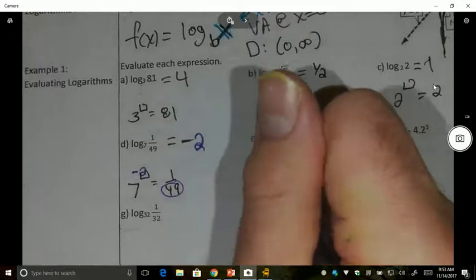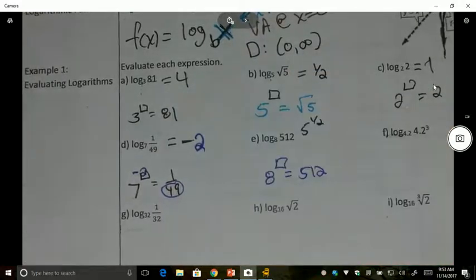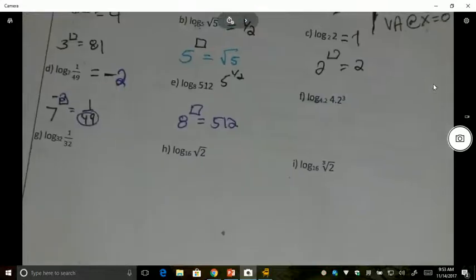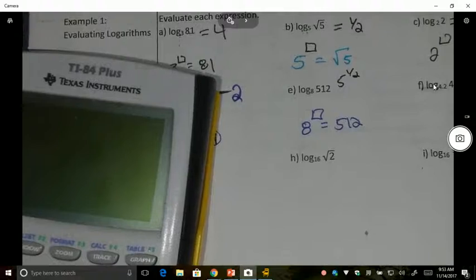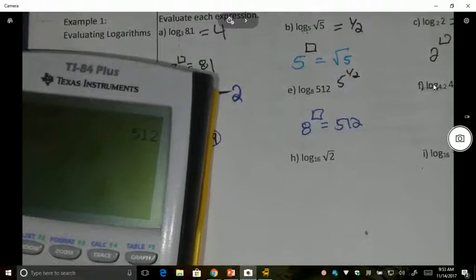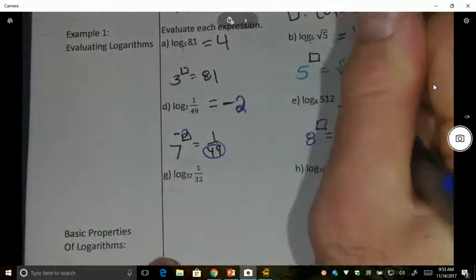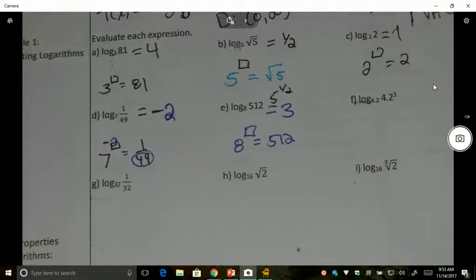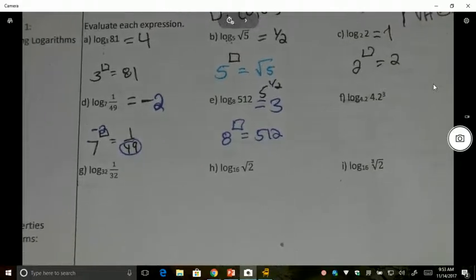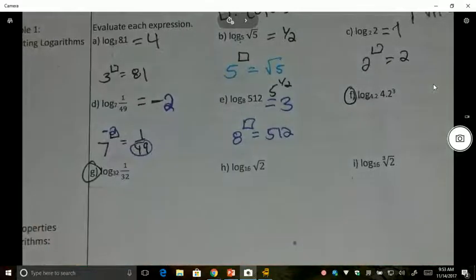8 to what power is 512? Well, it's not squared because 8 squared is what? 64. What do you think it might be? Let's try 8 times 8 times 8, which is 512, so it's 8 cubed. So the answer to letter E is 3. Try letters F and G. Take a moment to try letters F and G, and then we're going to talk about H and I.